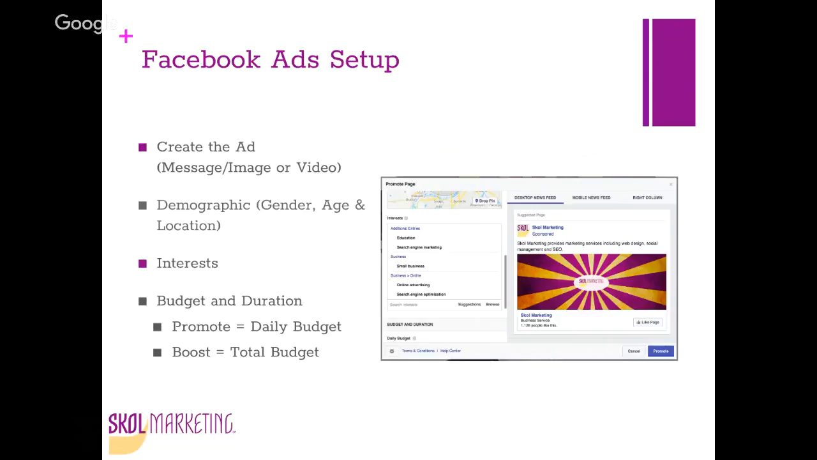And then finally, just making sure that you understand the promote and the boost, how the budgets are derived. Most of them are going to be daily budgets, but we do sometimes have the total budget as well.